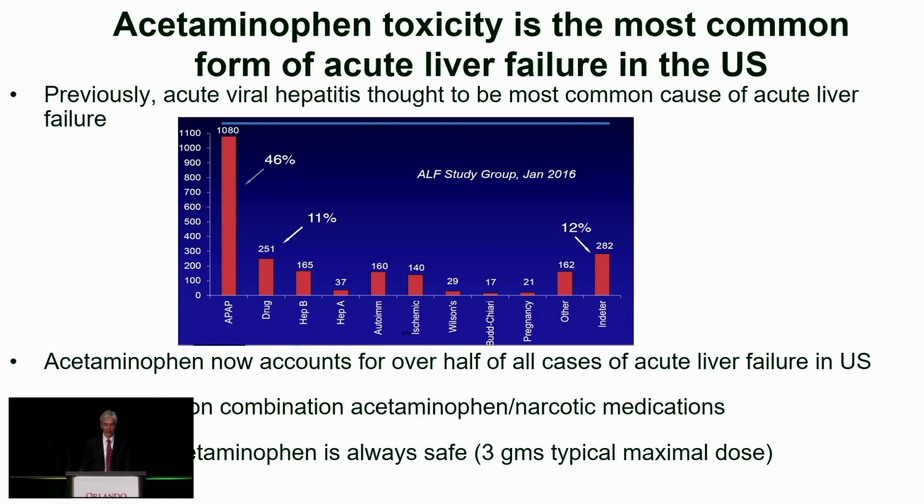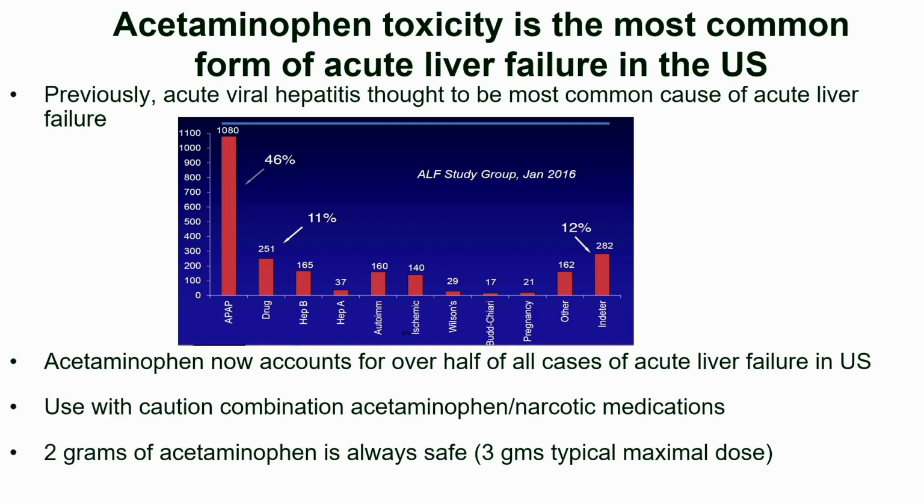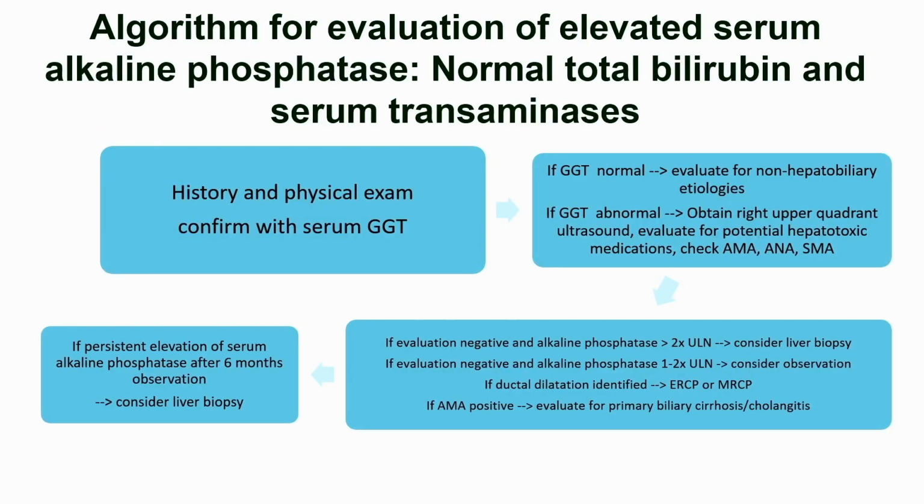And again, just to point out, acetaminophen toxicity is the most common form of acute liver failure in the US and accounts for over half of all cases. Maybe 10 years ago, McNeil lowered the acetaminophen safe dose from 4 grams to 3 grams, largely in response to all of this acetaminophen overdose that we were seeing.